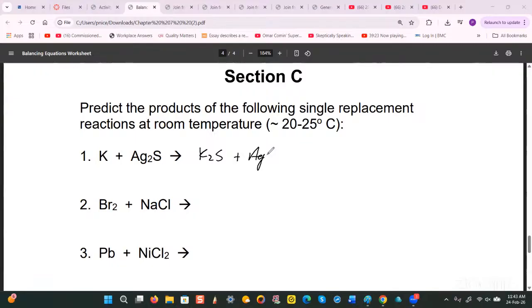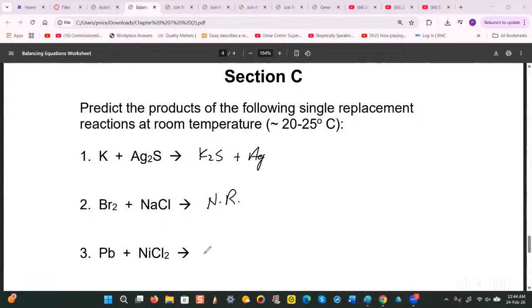Okay, very good. Number 2, bromine plus sodium chloride. Will that produce a product? No. Why? Because chlorine is more active than bromine. So therefore, bromine will not displace chlorine. So therefore, no reaction.